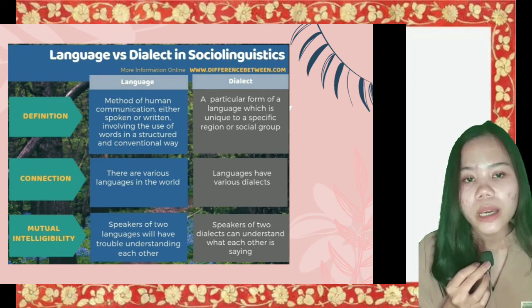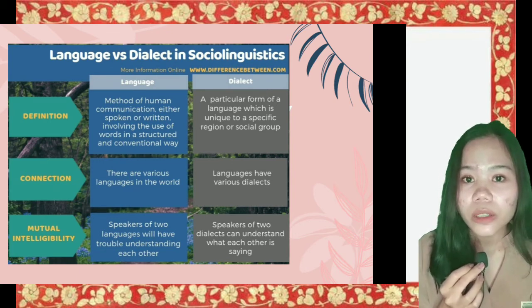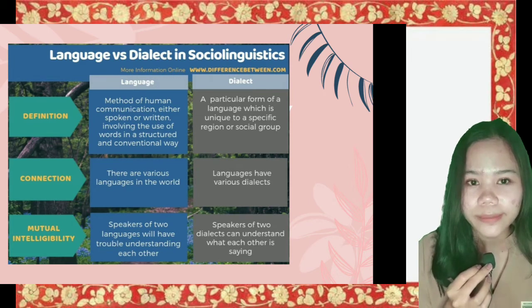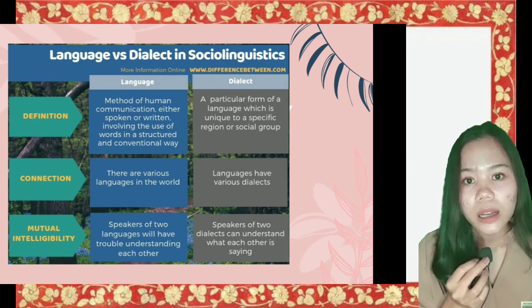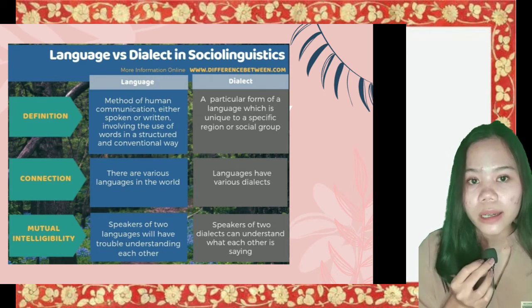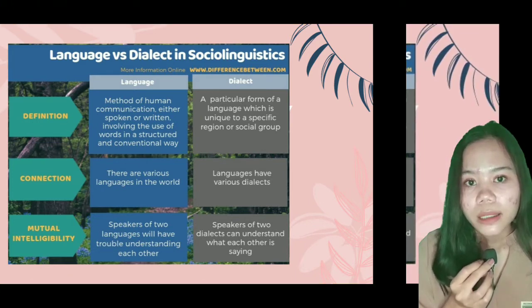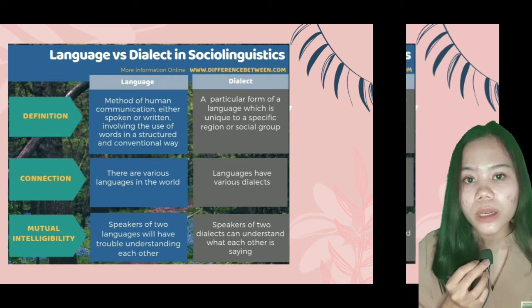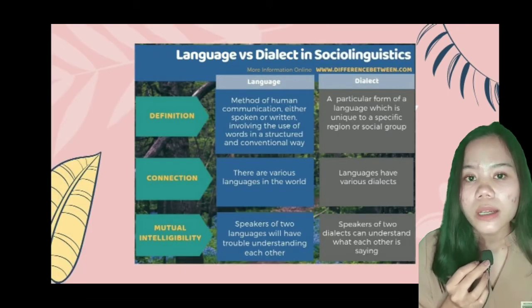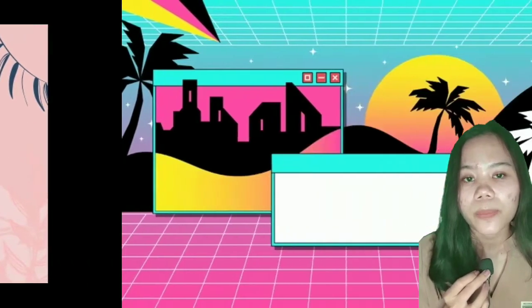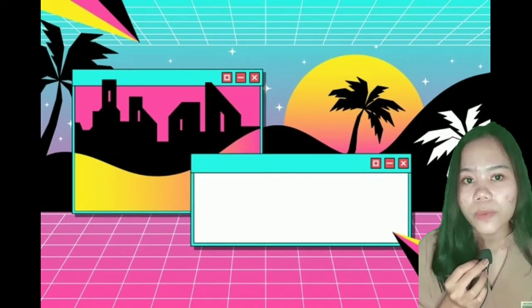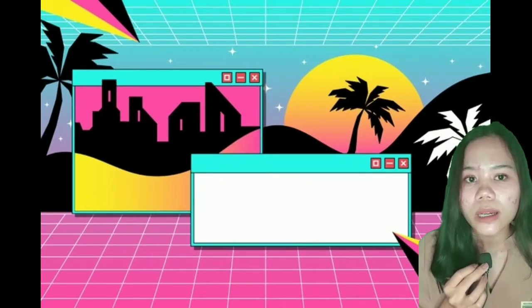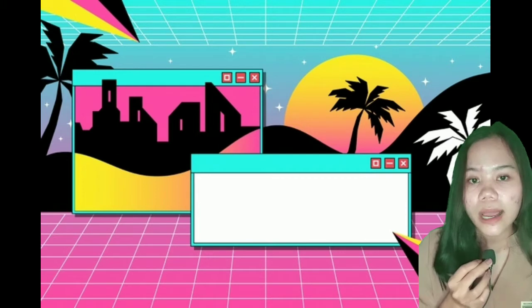Connection: there are various languages in the world. Each language has various dialects. Mutual intelligibility: speakers of two languages will have trouble understanding each other, while speakers of two dialects can understand what each other is saying.